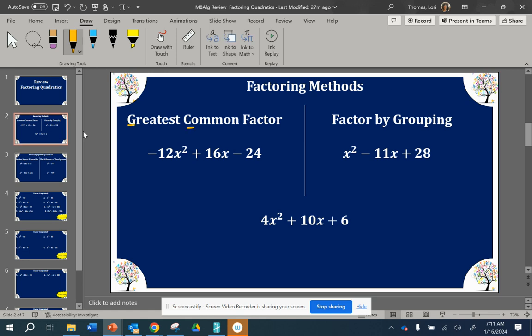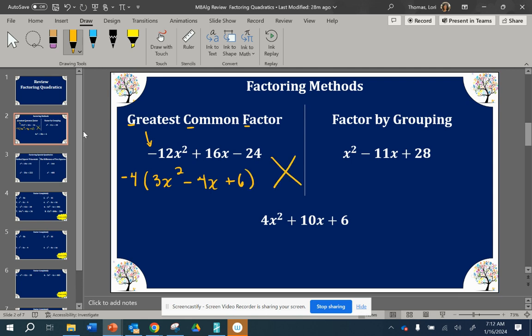So we always ask, is there a greatest common factor? We do have a greatest common factor here. We can see that 4 divides in each of these terms, but I want to remind everyone that when your leading coefficient is negative, we must also factor out the negative. So I'm going to factor out a negative 4, and we are left with 3x squared minus 4x plus 6.